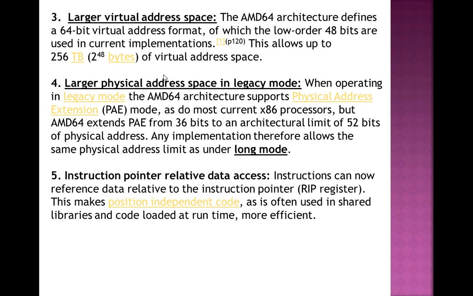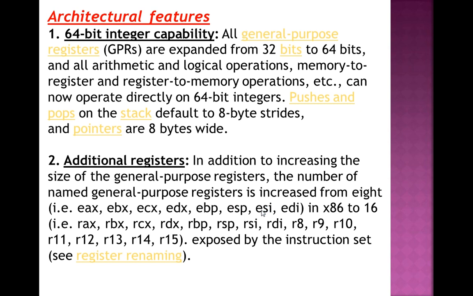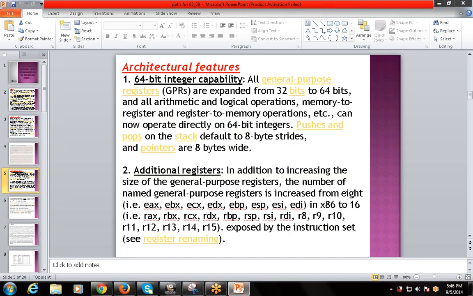Then next is instruction pointer relative data access. Instructions are also used as a reference for data in AMD64. This makes position independent code, often used in shared libraries and code loaded at runtime, more efficient. So these are the multiple features: a larger virtual address space, a larger physical memory, 64-bit integer capability, and additional registers used in x86-64.